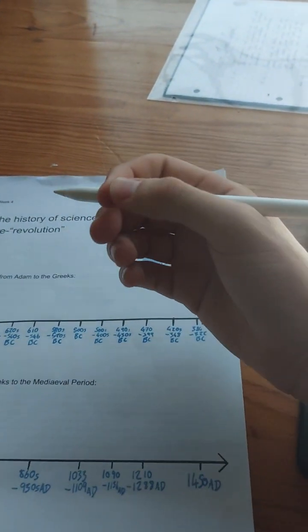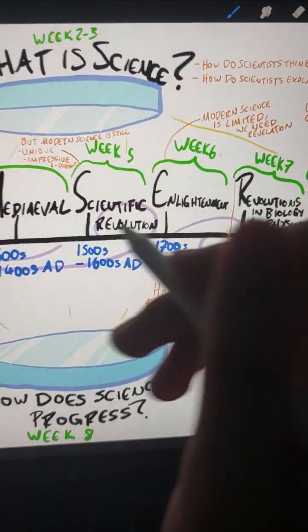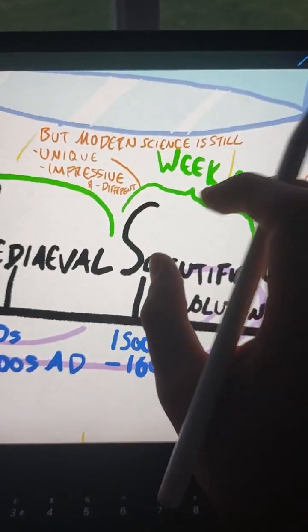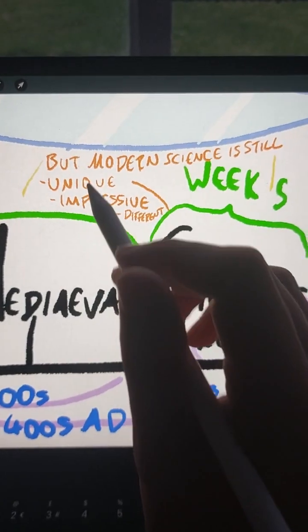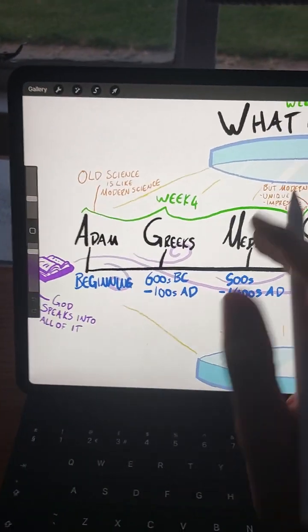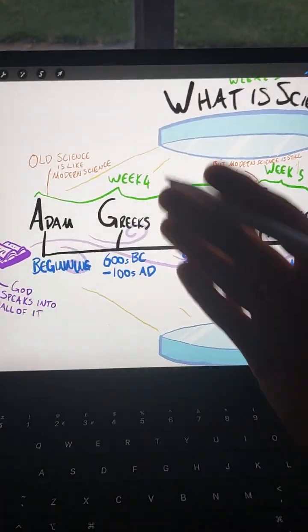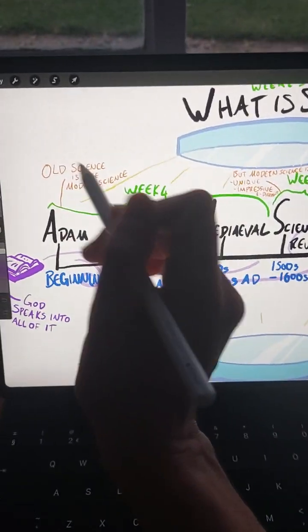My motive for doing this is that when I was taught the scientific revolution, which we'll cover in week 5, the point was emphasized that modern science is unique, impressive, and different in various ways. And so for this week, I wanted to make one point. And again, this is just an example, so I'm not going to go into detail, but this is the one point I want to make. Old science is like modern science.